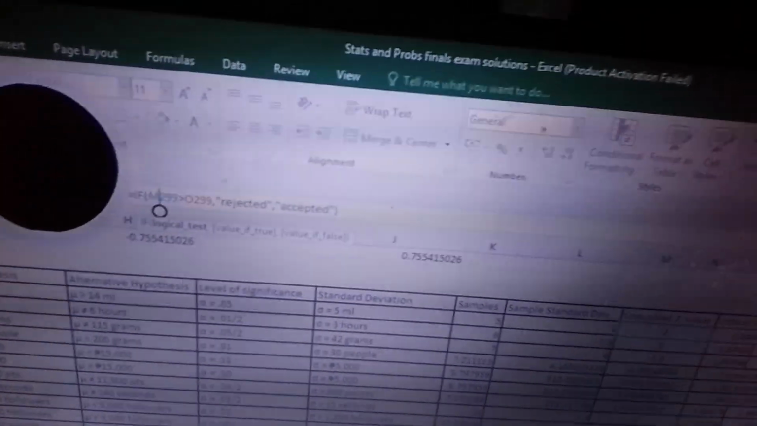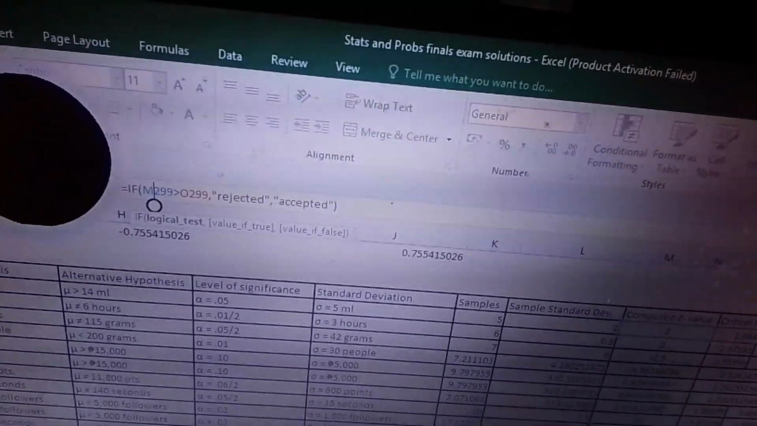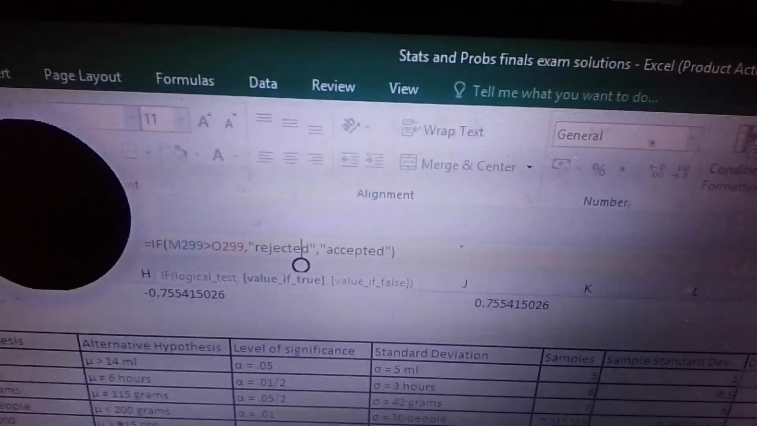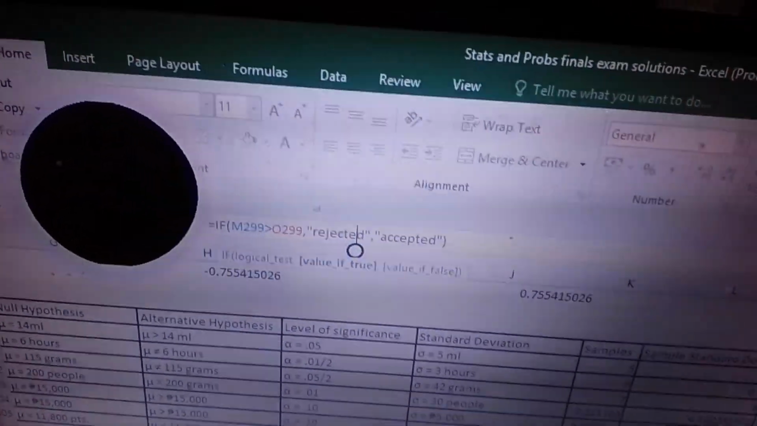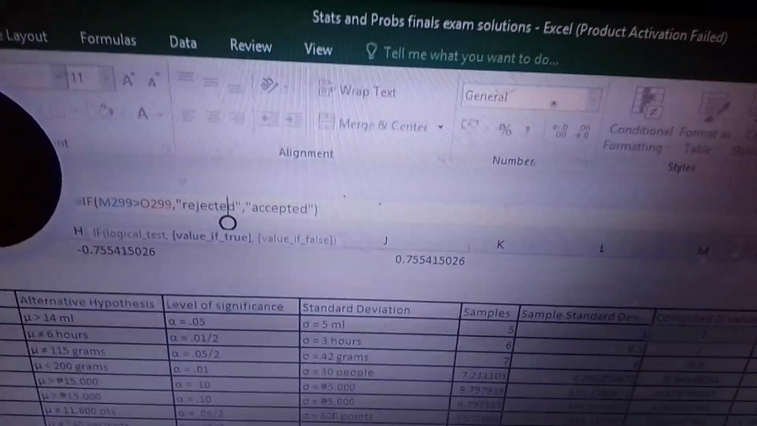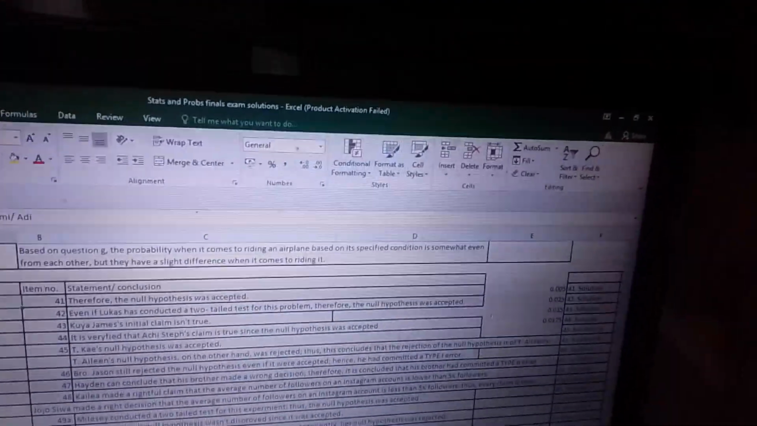So we type there, logical test: if 2 is greater than 1.645, the z score, and then we type here the value if true. If it's correct, we reject. If it's greater than, we reject the null hypothesis. If false, do not reject or accept. And we got reject because of this value. So therefore, we reject the null hypothesis. So what is the conclusion? The conclusion is the null hypothesis was rejected, not accepted.